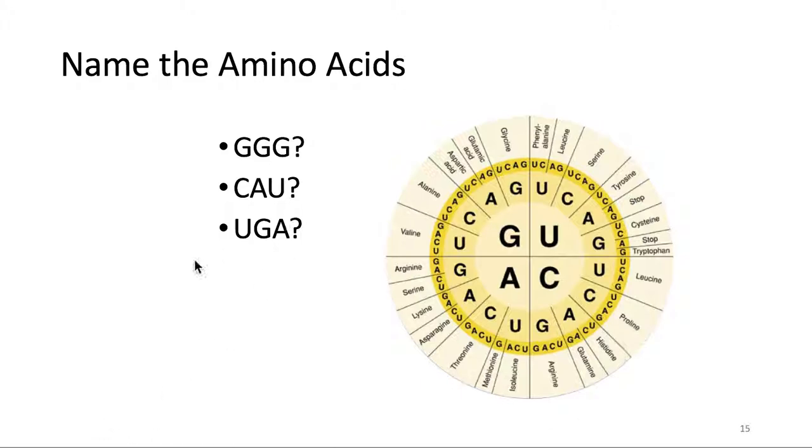Okay, one more, UGA. UGA, and it says stop. So stop is not an amino acid. It just means basically stop translation, which is the process that we're doing when we're making sense of the information in RNA and using it to build a protein.